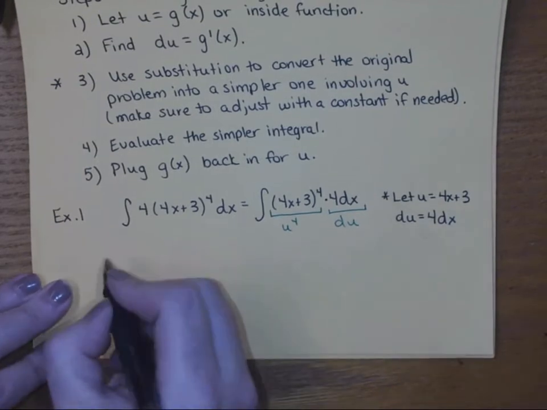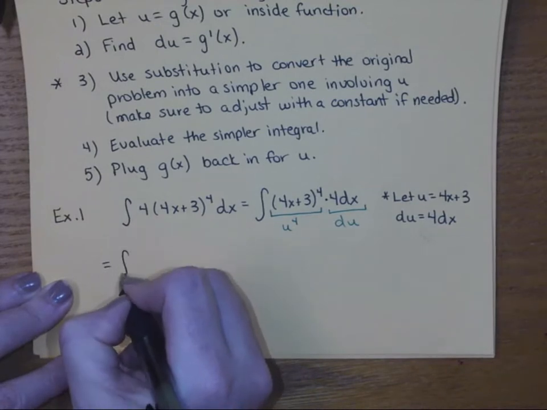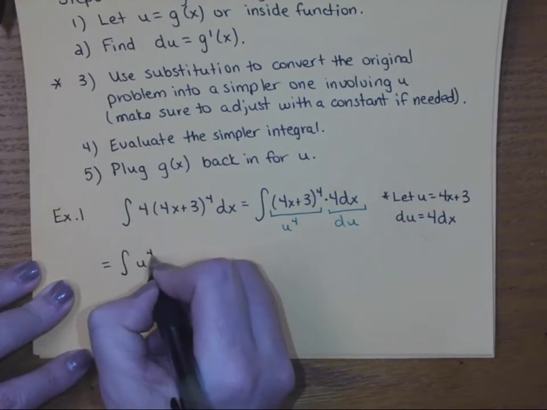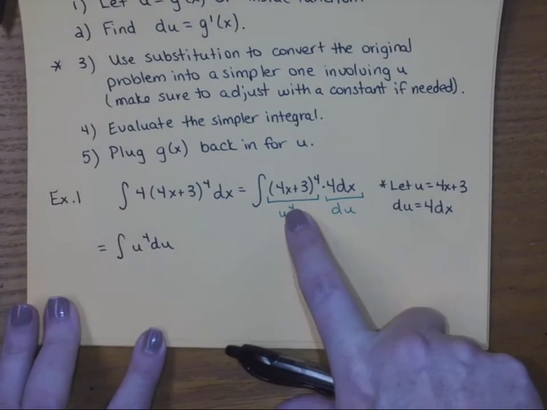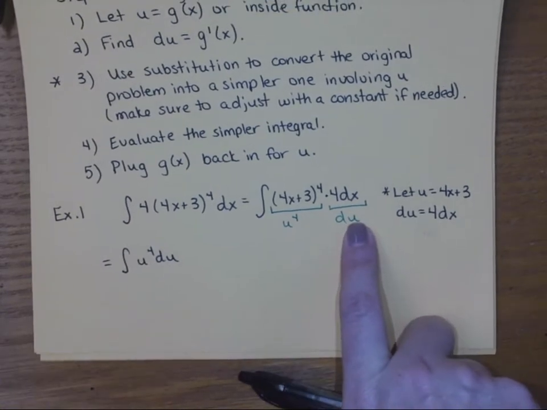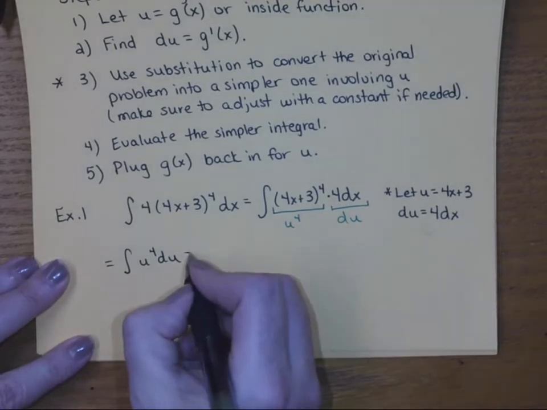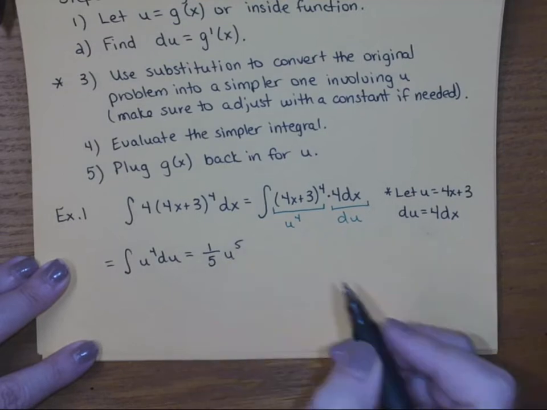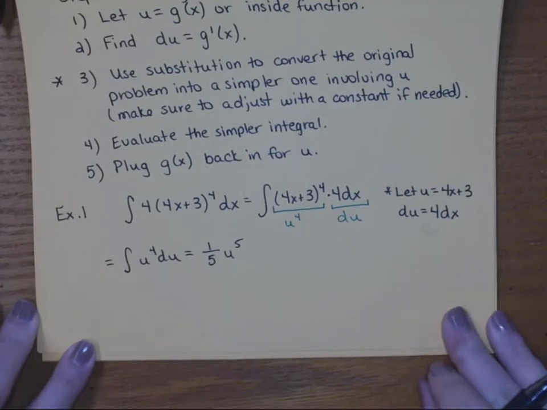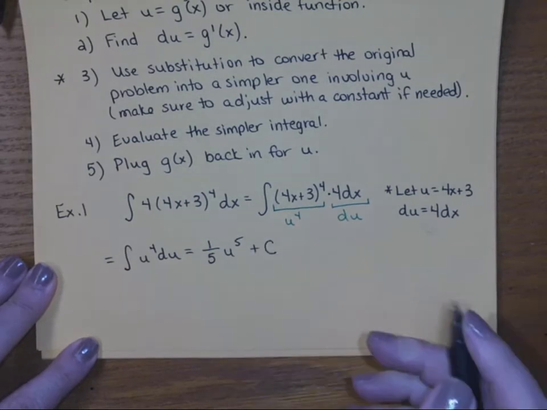So in other words, rather than try to do this mess, I'm going to do the antiderivative of u to the 4th du. So notice we always have two components, something involving u and then the du. Okay, so ignore this ugly mess for a minute. Let's just take the antiderivative of this. We know how to do that, right? We bump the power up by 1 and we multiply by 1 over that new power. So instead of 4, now our power is 5, and don't forget your plus c.